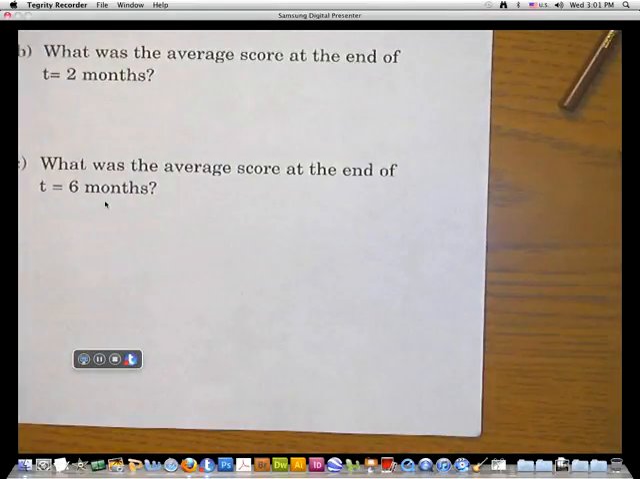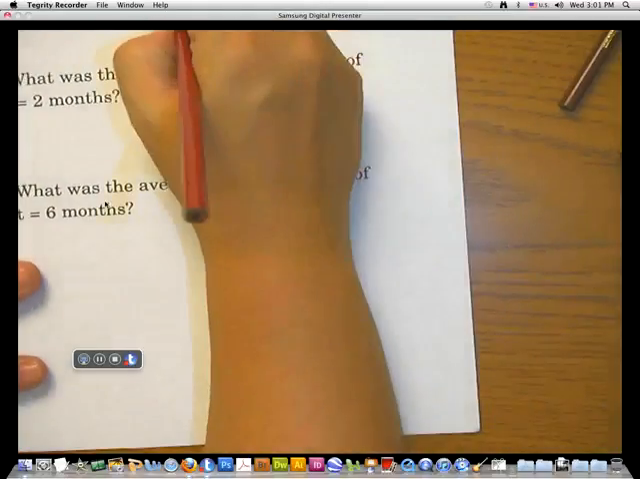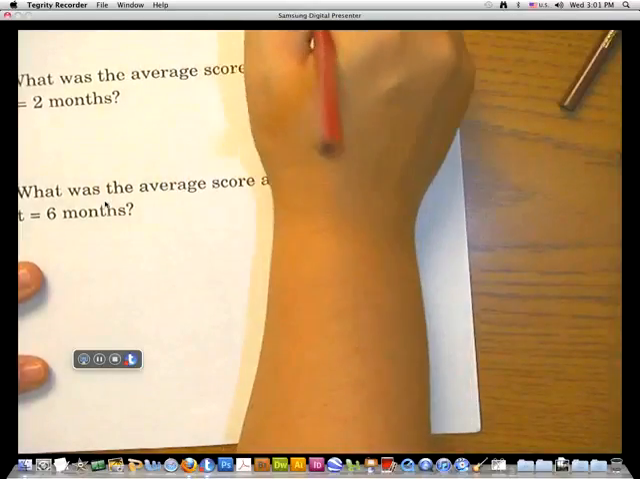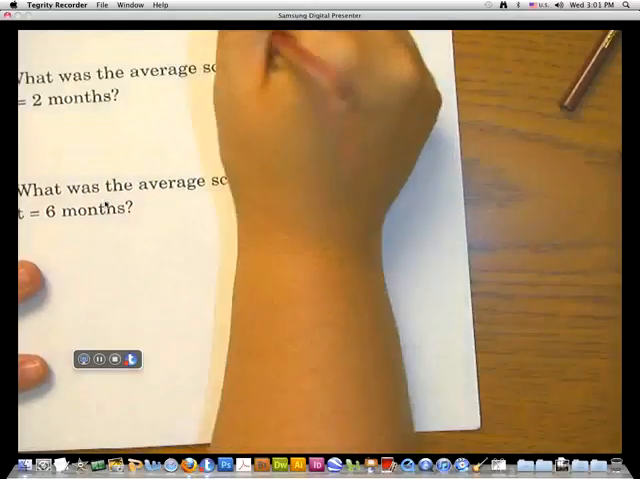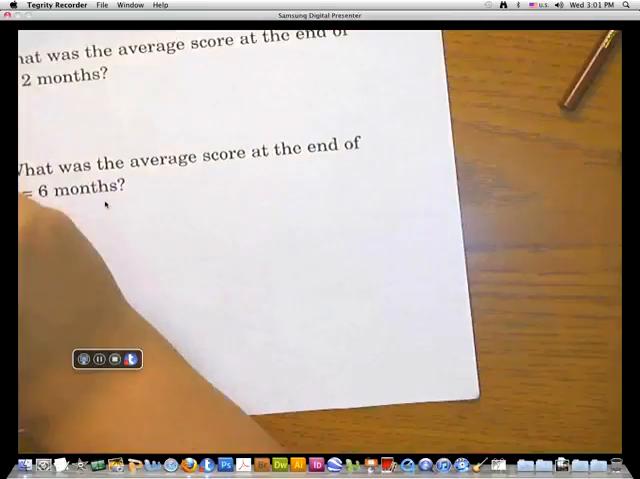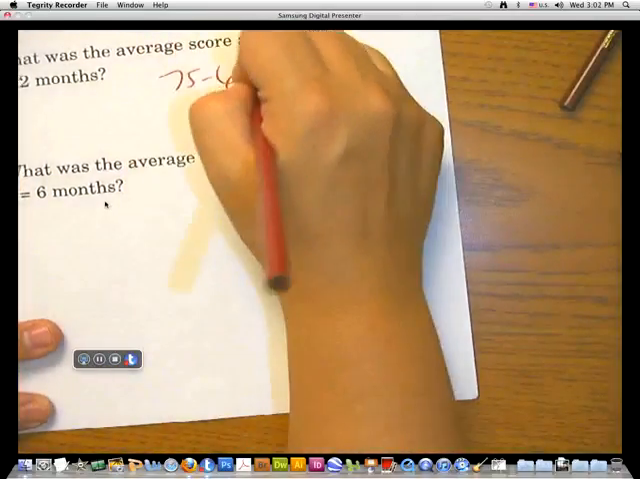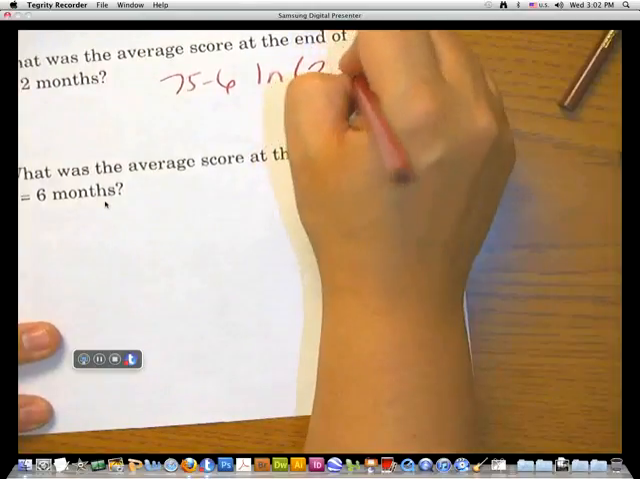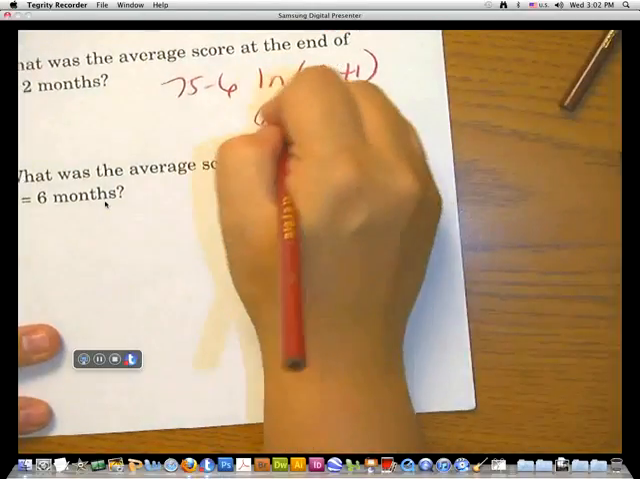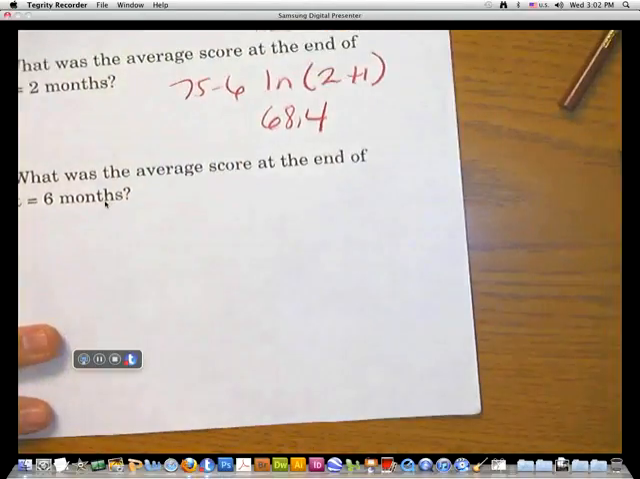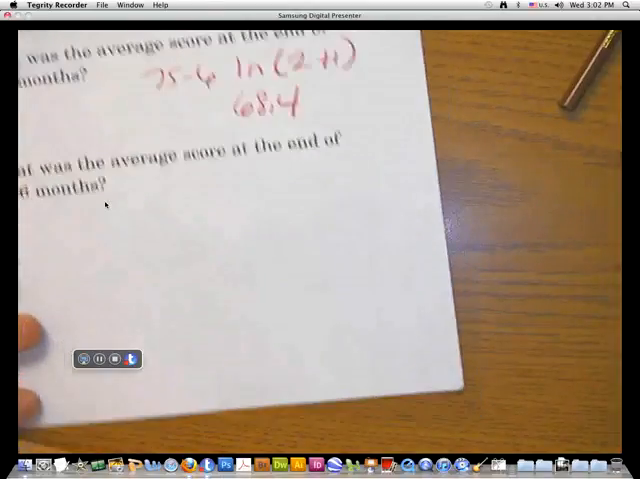Then we have our last page. If you're given a function, can you plug in some information? So if t is 0, 75 minus 6 natural log of 0 plus 1. You should be able to put that into your calculator. 2 months: we're just going to replace our time with 2. Put it in your calculator and come up with a solution.